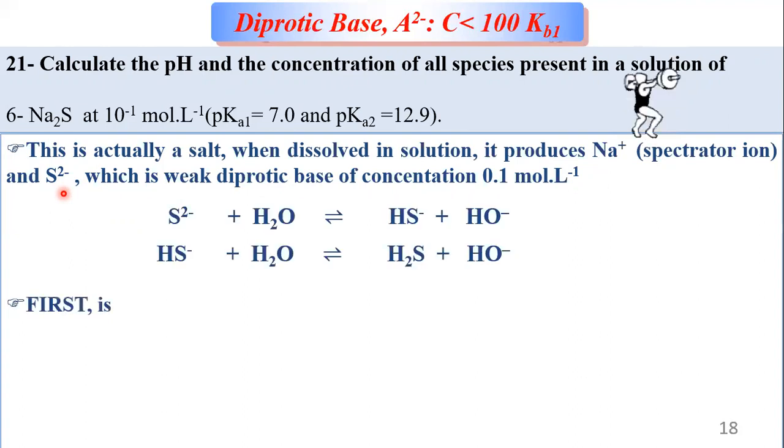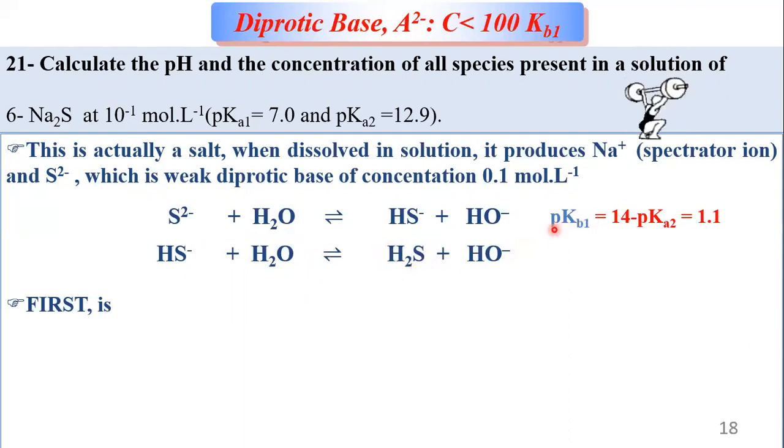And let's look at the two equations first. The first S2 minus can pick up a proton, becoming HS minus, releasing OH minus. Then the HS minus also picks up a proton and releases another OH minus and becomes H2S. And no, it can't act as a base further. It's done. No more lone pairs, but anyway, let's keep it at this for now.